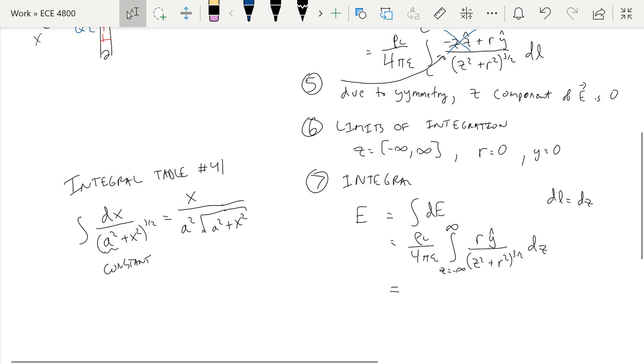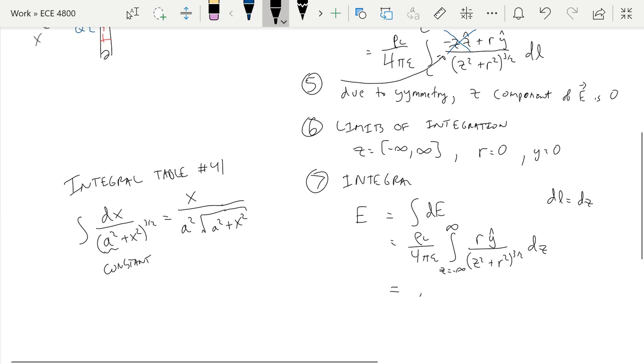So if you look at the function that we have here, it's actually in that form because our variable of integration is z, so we have our z here, and we also have a constant here. So this is a squared plus x squared, and this is our x squared plus a squared. It's just flipped. And it's to the power of 3/2. So this is exactly the form, so we can just use that integral table to do the integration here.